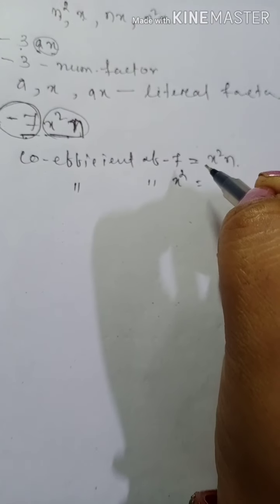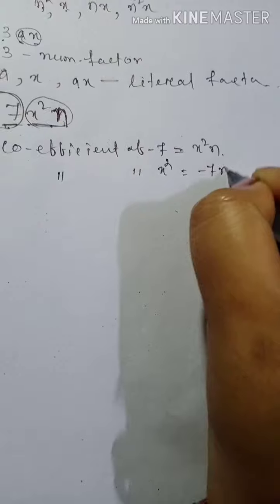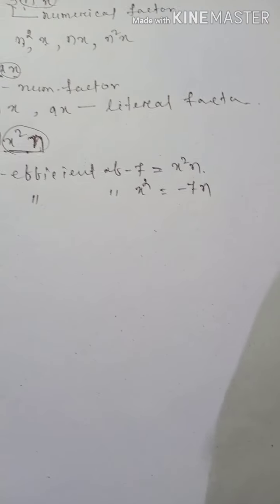x square n. This is the coefficient. Clear? Suppose here it is asking what is the coefficient of x square. Then what answer are we getting? Except the x square, what remains here is minus 7n. This is the coefficient of x square.